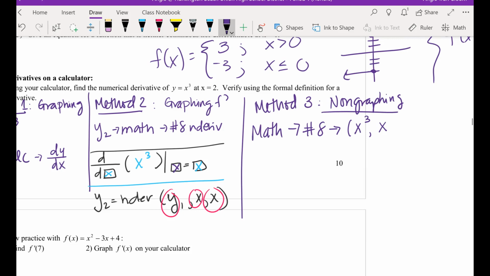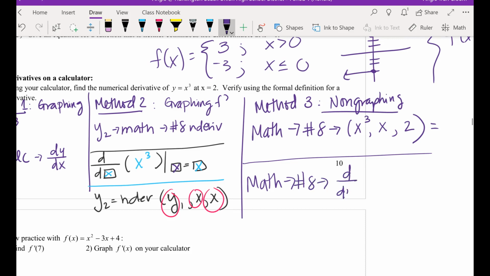This is how you do it. We want to find the derivative when x equals what? 2. All right. Now when you do that, hit enter. What did it give you? New calculator, same thing. Math, number 8 still, so that doesn't change, but your visual looks a little bit like this. Yes or no?